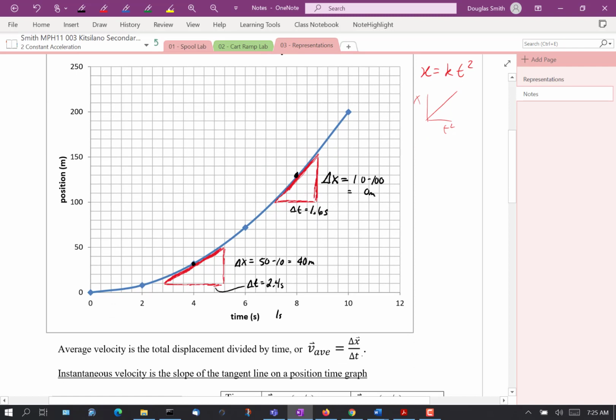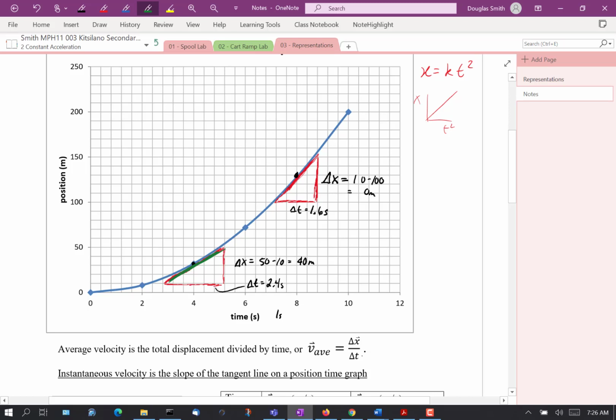Okay, we can find instantaneous velocities from this graph by drawing tangent lines and finding the slope of the tangent lines. So I've done that a couple places already. For instance, at 4 seconds, if I draw this tangent line, I can get this slope. The slope is just rise over run. In this particular tangent line, the rise, the delta x, is 50 minus 10, which is 40, and the delta t was 2.4 seconds.